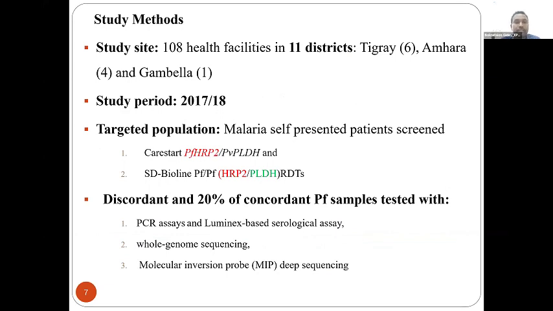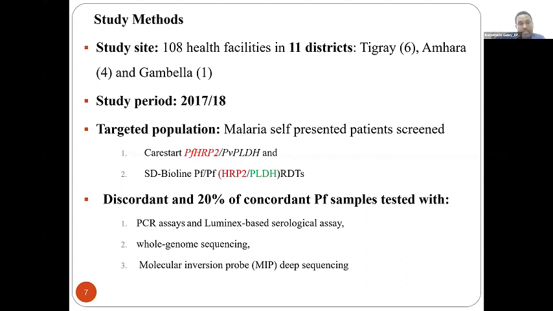In 2017-18, we conducted a study in about 108 health facilities in 11 districts from Tigray, Amhara, and Gambella, bordering Sudan and Eritrea. Our target population was self-presenting malaria patients screened using two RDT kits: the CareStart PF HRP2/PV pLDH, since Ethiopia has abundant cases of both species, and the SD Bioline PF HRP2/pLDH, targeting antigens to detect the malaria.